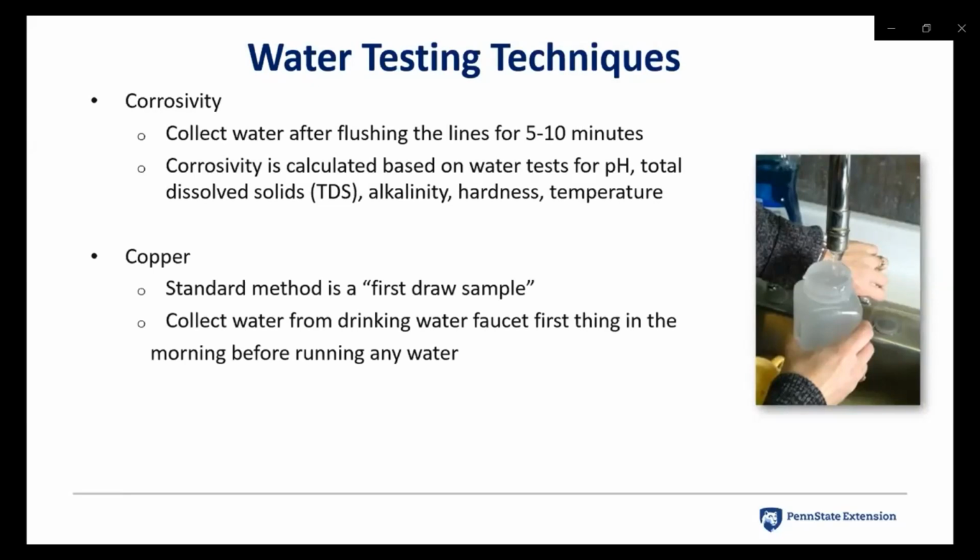For copper, the standard method, as with lead, is a first draw sample, where you draw the first water out of the spigot in the morning, the water that has sat in the pipe overnight. And we're really collecting kind of a worst-case scenario. What's the highest concentration that might occur?